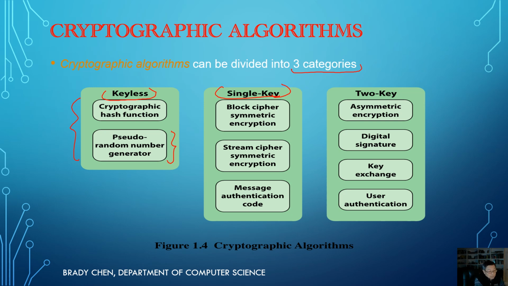cryptographic algorithms. Single key algorithms are mostly called symmetric encryption and decryption. Three examples are block cipher symmetric encryption, stream cipher symmetric encryption, and a message authentication code. Block cipher symmetric encryption is mostly used in two-way communications. In that case, two parties use the same private key, and mostly they use the same encryption and decryption algorithm.